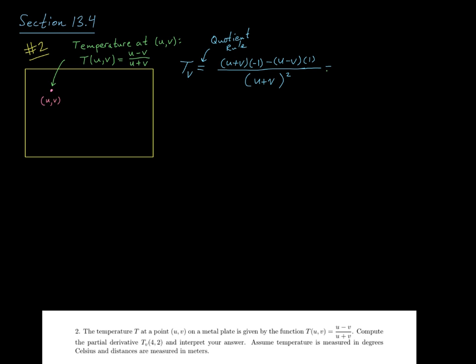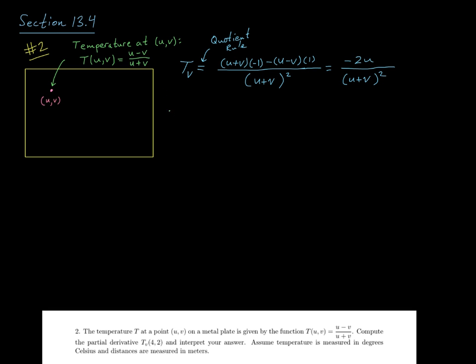Okay, great. So let's clean this up a little bit. Here I'm going to get a negative u, and then I have another negative u there, so that's going to give me a minus 2u. And then for the v's, I'm going to get a minus v there, but then I'm going to get a plus v there. So these v's will actually cancel out, and that's going to leave me with just (u plus v) quantity squared in the denominator. So this is my v derivative of my temperature function.